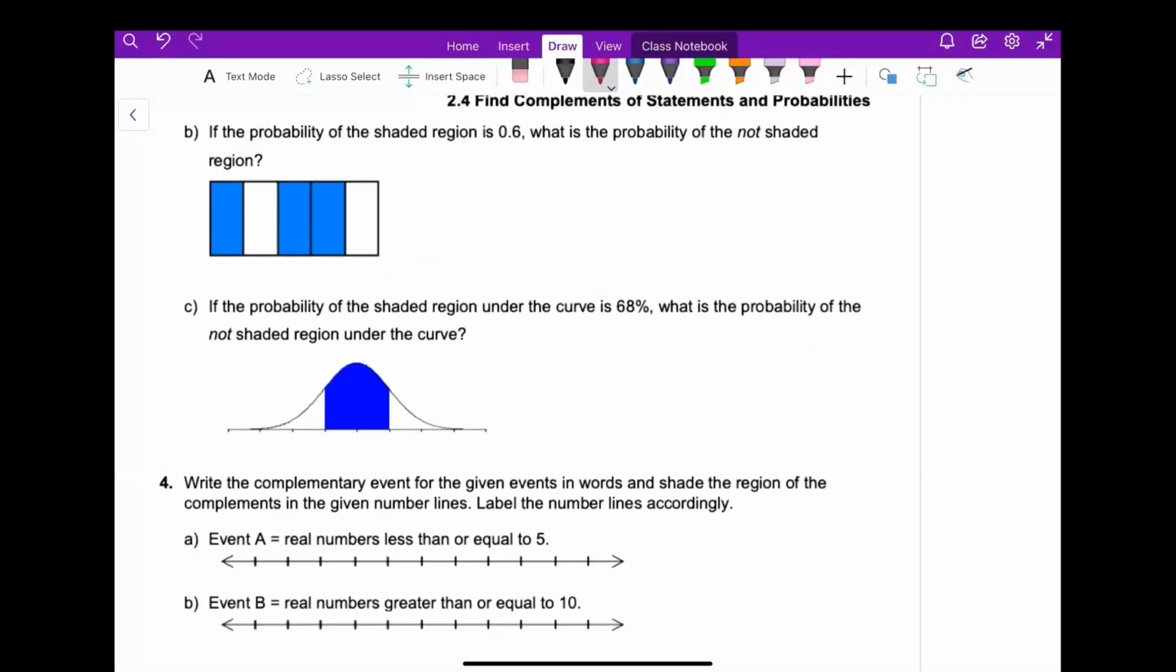Okay, try B and C. I know for sure you can do this one. The only thing that maybe you have a question about is the area under the curve. The area under a curve is always equal to 1 or 100%.